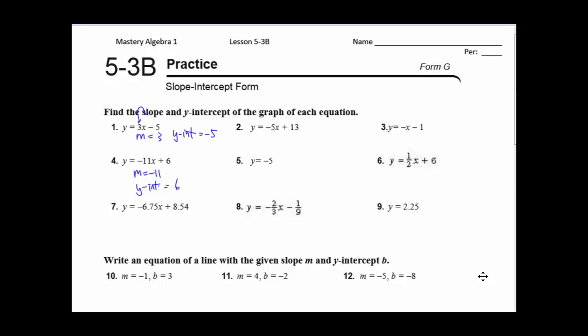Now we throw in some crazy decimals. y equals negative 6.75x plus 8.54. Again, this here being multiplied to the x, that is our slope. So m equals negative 6.75. And our y-intercept is equal to that 8.54.